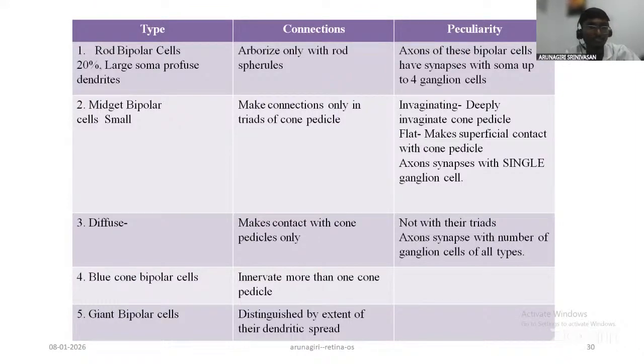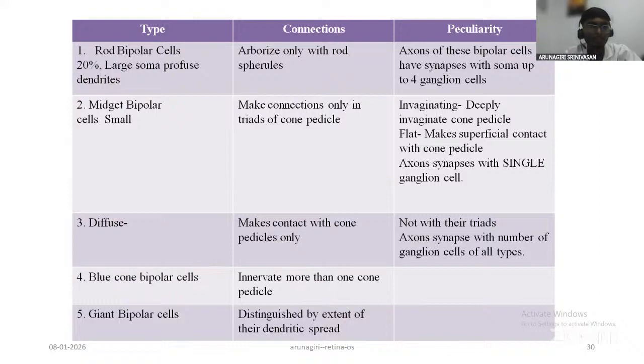Rod bipolar cells are 20%, with large soma and profuse dendrites. The connections are arborized only with rod spherules. Its features are that axons of these bipolar cells synapse with soma of up to 4 ganglion cells. Midget bipolar cells make connections only in triads of the cone pedicle. Its feature is deeply invaginating cone pedicles. Flat midget makes superficial contact with the cone pedicle. Axon synapses with a single ganglion cell.